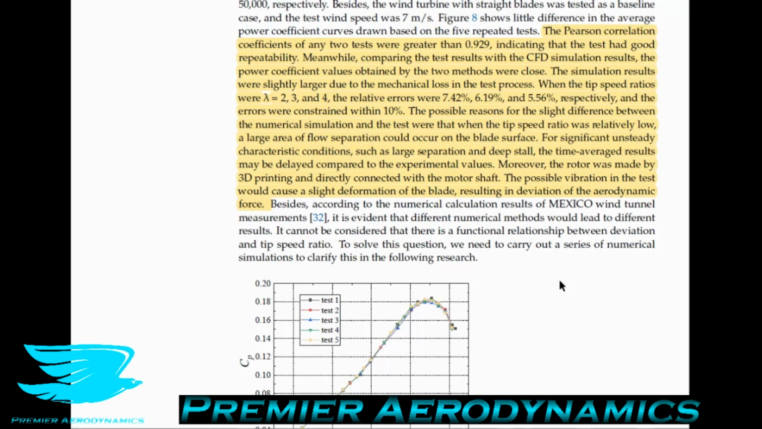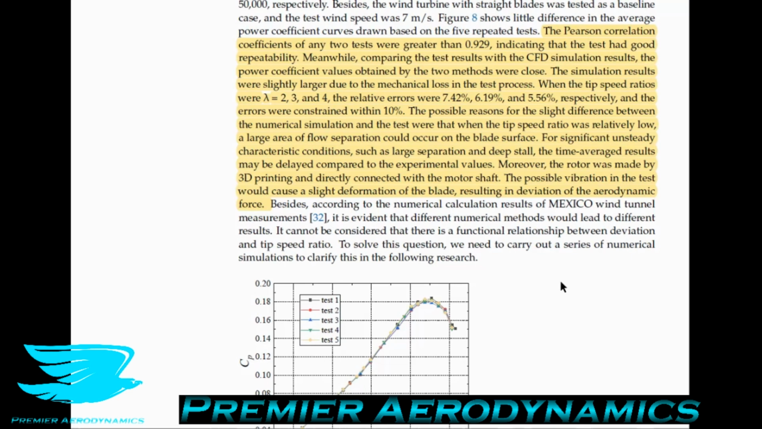For significant unsteady characteristic conditions, such as large separation and deep stall, the time average results may be delayed compared to the experimental results. So the RANS approach that they had in CFD couldn't predict the flow separation properly, they're saying here. Moreover, the rotor was made by 3D printing and directly connected with the motor shaft. The possible vibration in the test would cause a slight deformation of the blade, resulting in deviation of the aerodynamic force. So that's another potential reason why the CFD is different to the experiments.